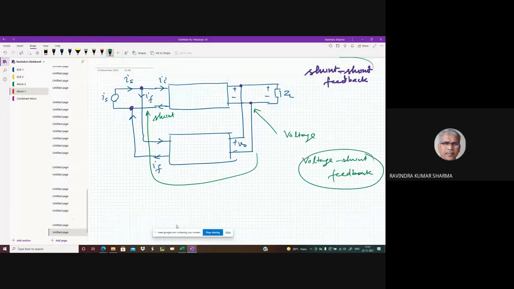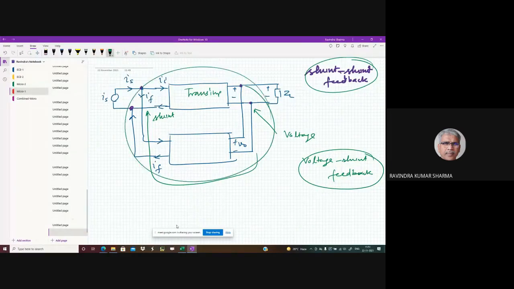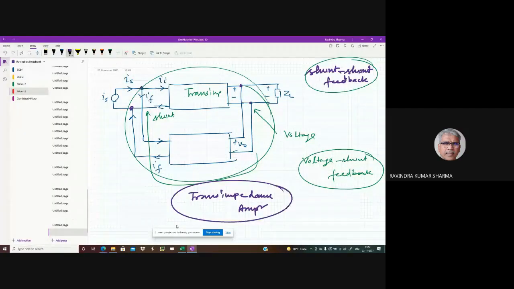Voltage shunt feedback, either this name or this name. Is that right? Yes, sir. So the basic amplifier is a transimpedance amplifier, and this amplifier also is a transimpedance amplifier. Right? Okay.